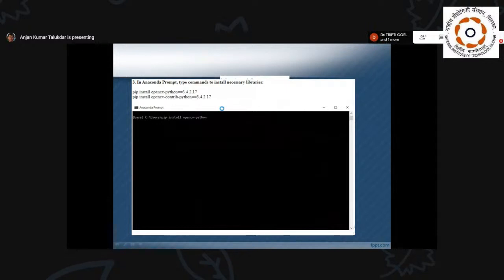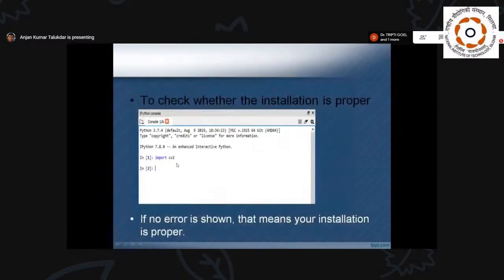Then, to check whether your installation is okay or not, you can type import cv2 in the IPython console. If no error is shown, that means your installation is proper. Import cv2 means cv2 is the actual library that we are importing. So if no error is coming, your installation is okay.